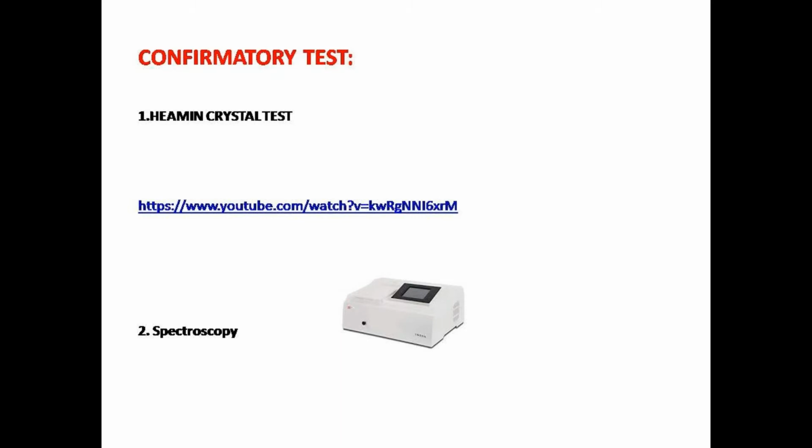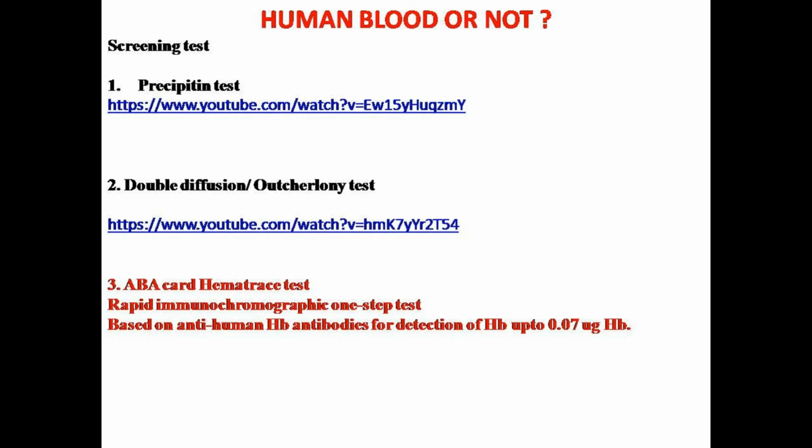Now it can also be confirmed by using spectroscopy. It is the most delicate, quick and reliable method. In this, the blood stain is mixed with saline and then spectrometry analysis is done to find out the blood profile. So the previous tests were used to identify whether the stain obtained from the crime site is actually blood or not.